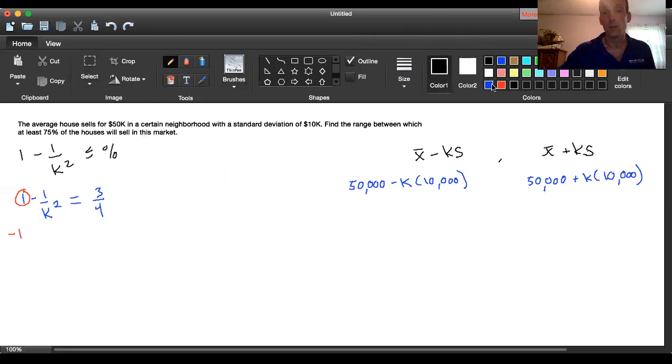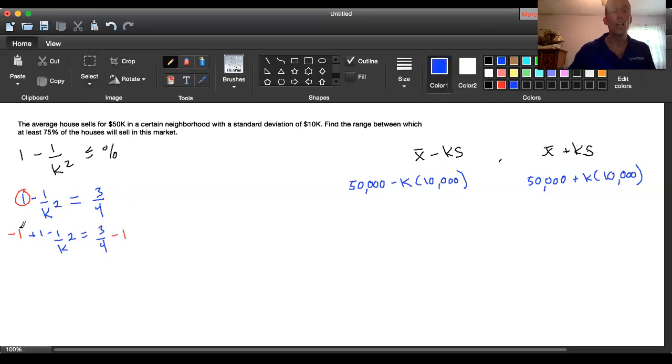Switch back to that blue color here. We're going to say minus 1 plus 1 minus 1 over k squared is equal to 3/4. And we know from algebra what we do to one side of the equation, we have to do to the other side. So we're going to go ahead and subtract 1.